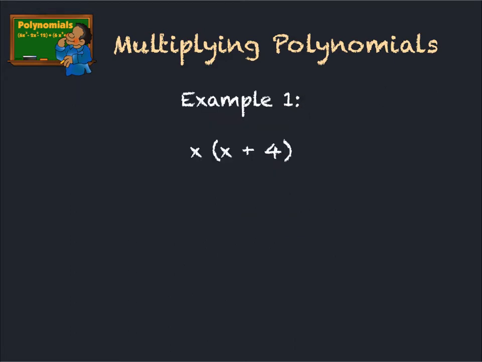Let's do some examples. Here we have x times x plus 4. If we're going to multiply this, we're going to use the distributive property. So it'd be x times x, and then x times 4. For x times x, you need to remember the product rule. That's the same thing as saying x to the first power times x to the first power, which would mean x to the 1 plus 1 power, which would be x squared. We add the exponents. So x times x is going to be x squared. Then x times 4 will just be 4x. And that's how you would multiply a monomial with a binomial.